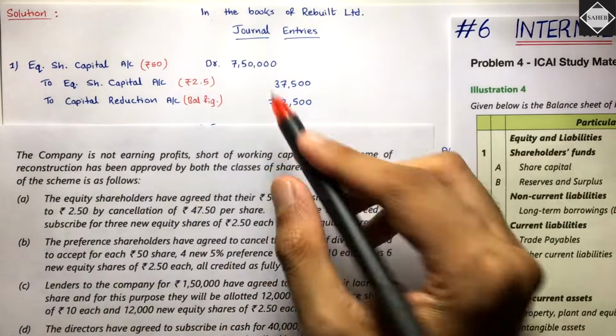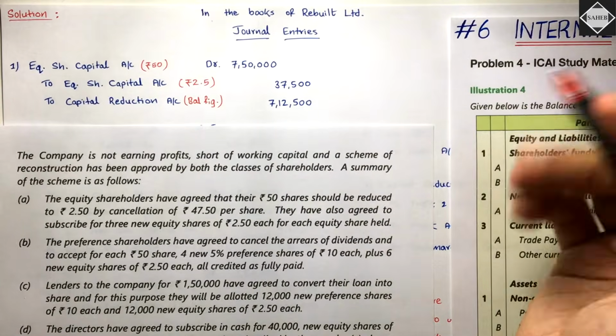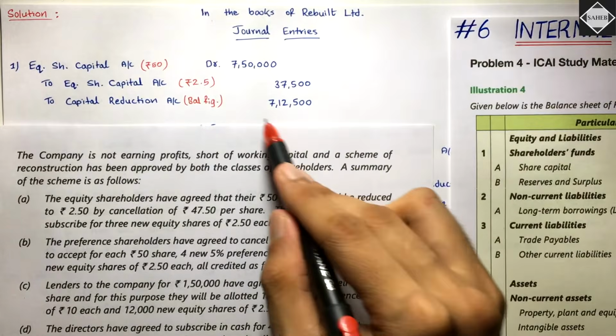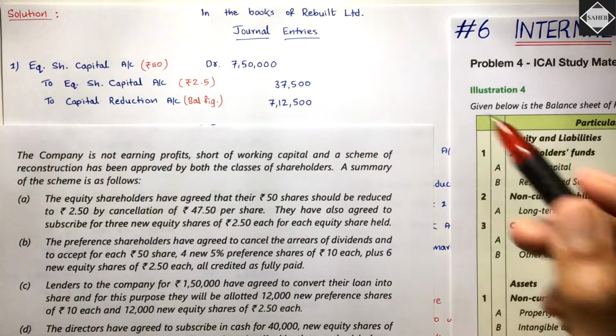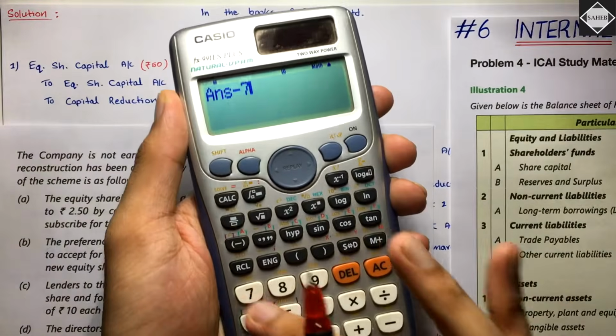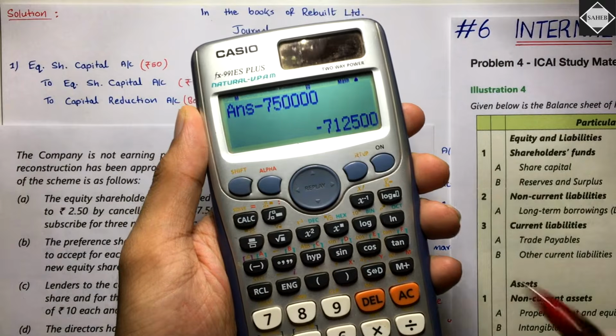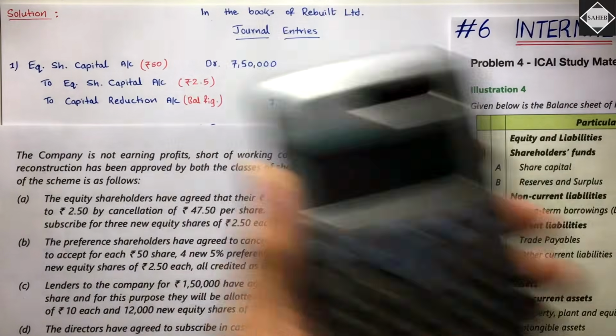Okay, so this will be credited, new capital is created, and then the balancing figure will go to the capital reduction account as the gain. How will you calculate that? 37,500 minus the old capital 7,50,000. That will give you the amount that will go into the capital reduction, 7,12,500.